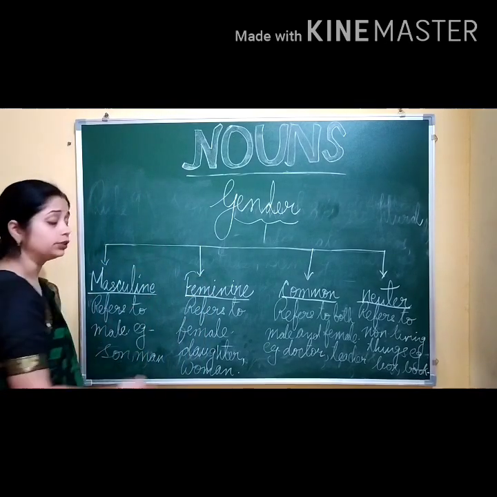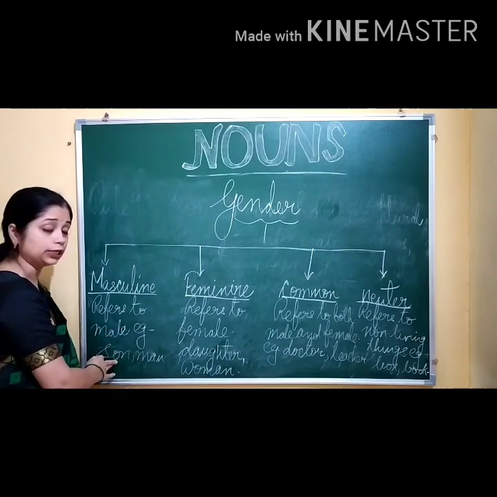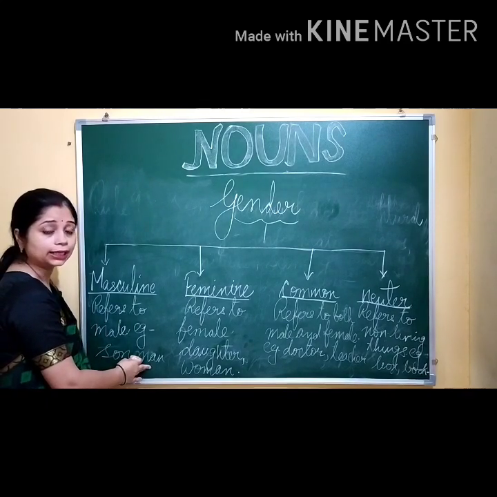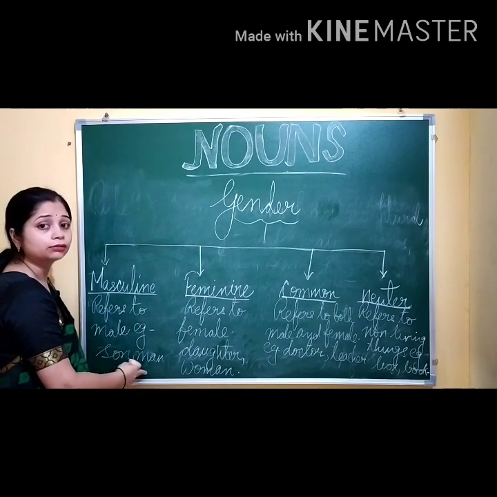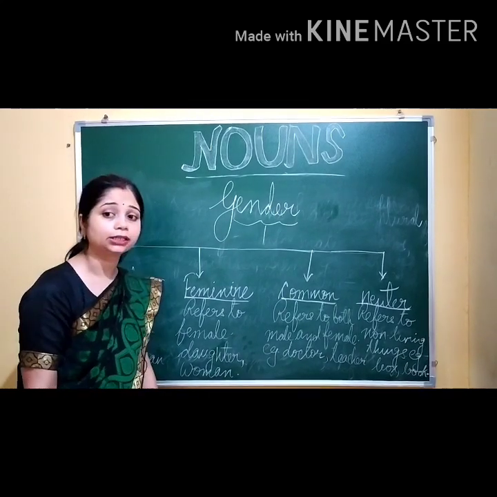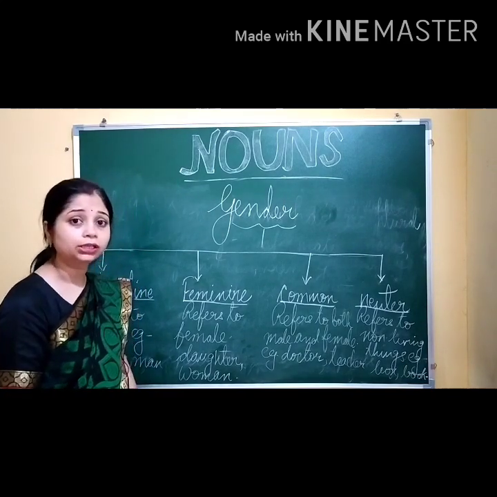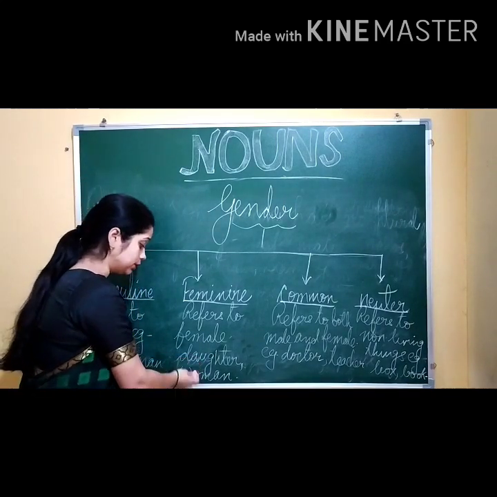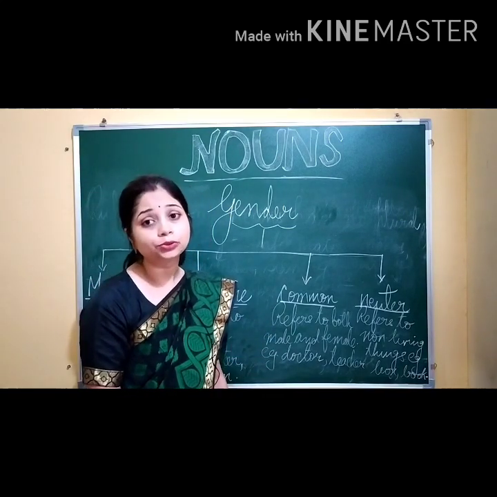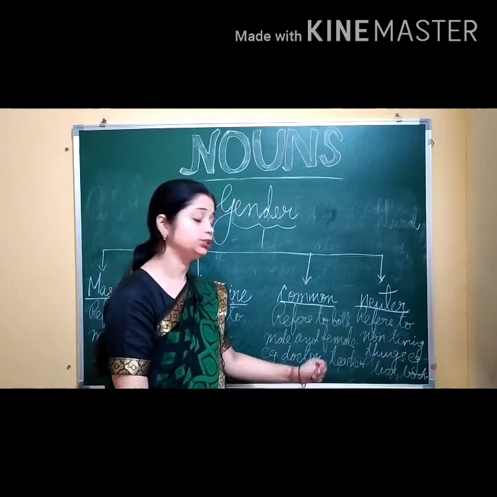Masculine gender refers to the male. Male means, let's take some examples, son or man. That is the male gender of a noun. Feminine gender refers to the female gender of a noun, that is daughter and woman. Common gender may refer to both the kinds, that is doctor or teacher.